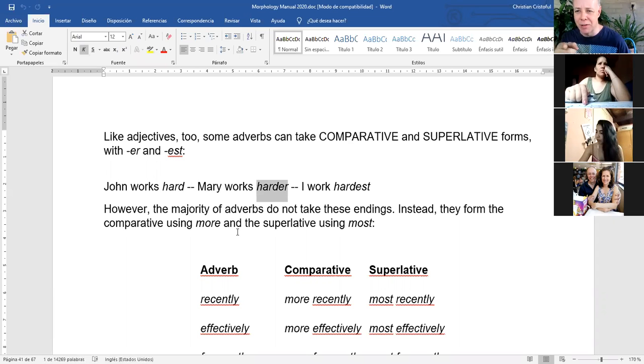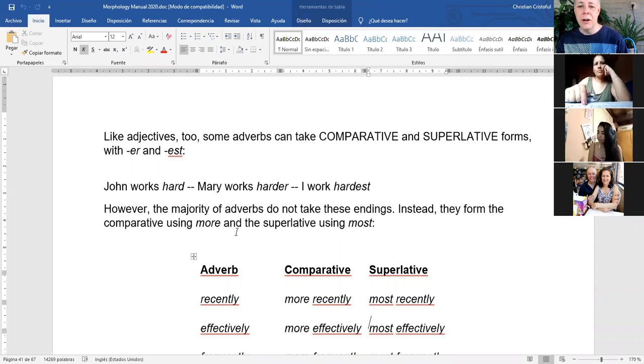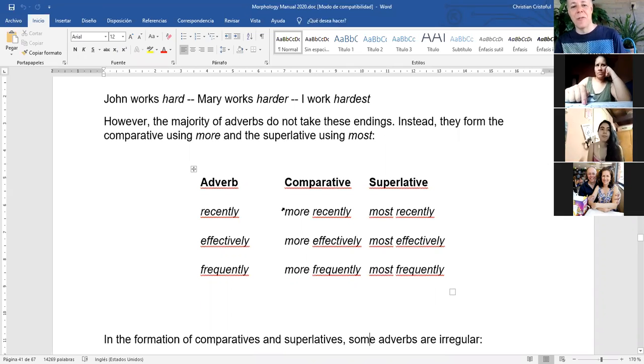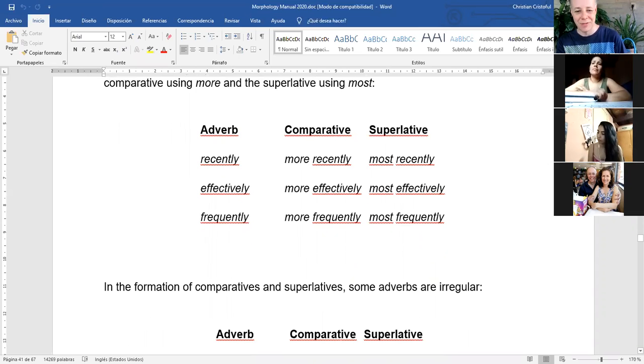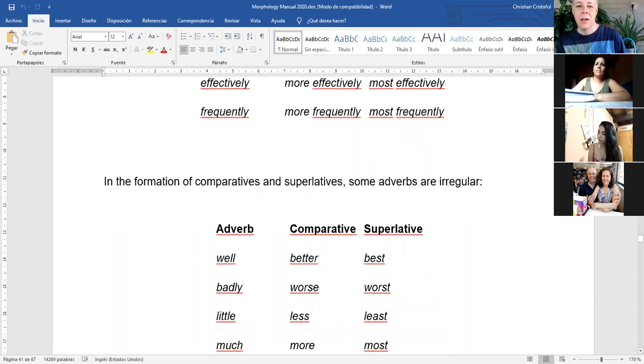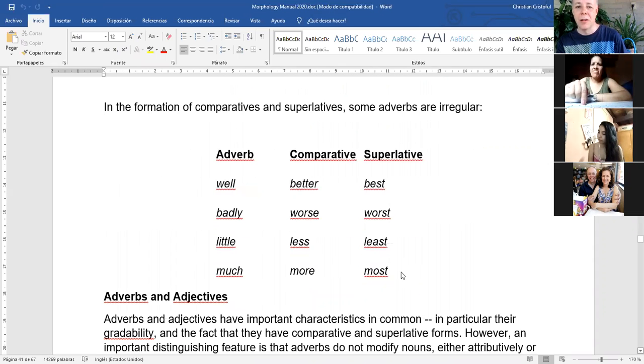There was a question about comparative and superlative. I think Gabriela asked last week about that. Okay. These are comparative and superlative adverbs. It's different from adjectives. And here we have I work hardest. Okay. Here in the manual you have examples of comparative and superlative adverbs, which are very similar or almost identical to comparative and superlative adjectives. Okay. We have the irregular forms.